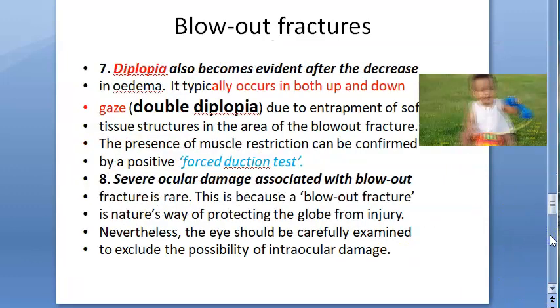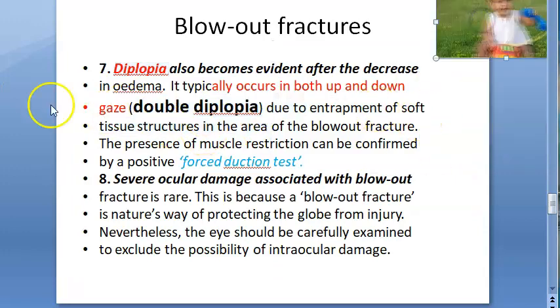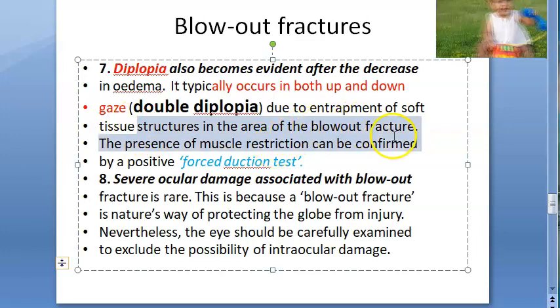Okay. Now let us move on, guys. Some more clinical features are there. Diplopia. After the edema decreases, they will realize that there is diplopia. It typically occurs in both up and down gaze. Why? Because of entrapment of the soft tissue structures in the area of the blowout fracture, there is the presence of muscle restriction. Obviously, muscle restriction is happening. That is why they're having diplopia. They cannot move the eyes. So the visual axis of both the eyes won't be parallel, and that will cause diplopia.